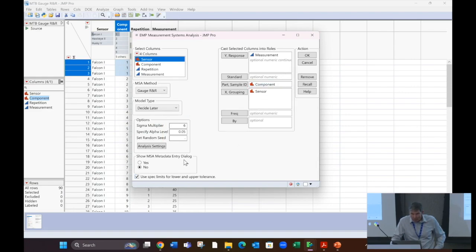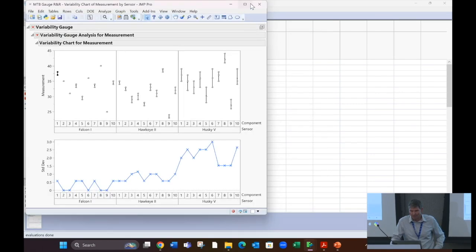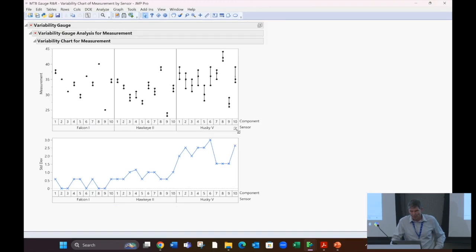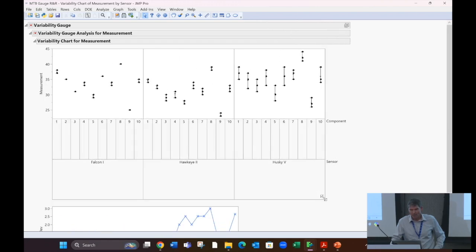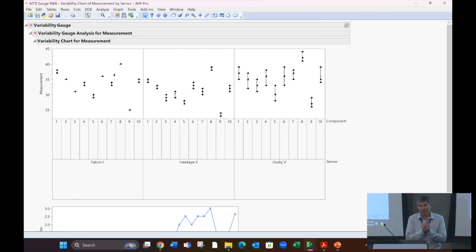Let's see, use spec limits. Okay, nothing is going to surprise me when I hit OK here. So here are the results. Let's see if I can get this bigger. Okay, so we have different components of what's going on here. We have part-to-part variability. Not every part has the same measurement, and it shouldn't. But we've also got within-operator variability, and then the between-operator variability.